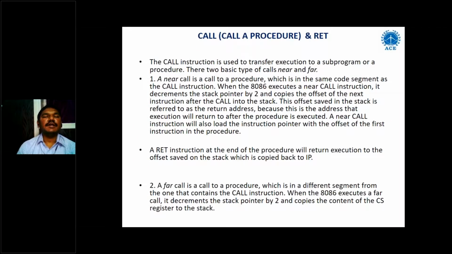Next, CALL and RET. The CALL instruction is used to transfer execution to a subprogram or a procedure. I explained this in procedures and macros. Whenever you want to call the subprograms, we use the CALL statement. There are two basic types of calls in 8086: near call and far call. A near call is a procedure in the same code segment. A far call is a call to a procedure in a different segment. The CALL statement is always terminated by using the RET statement.